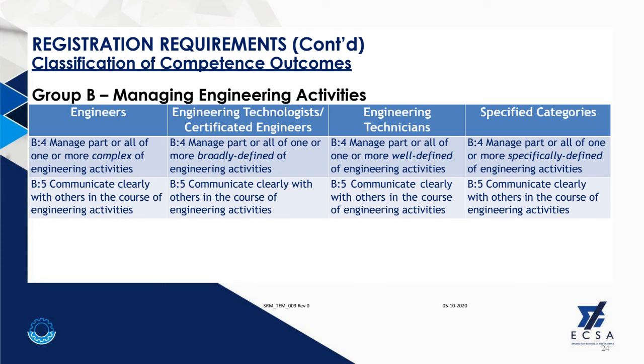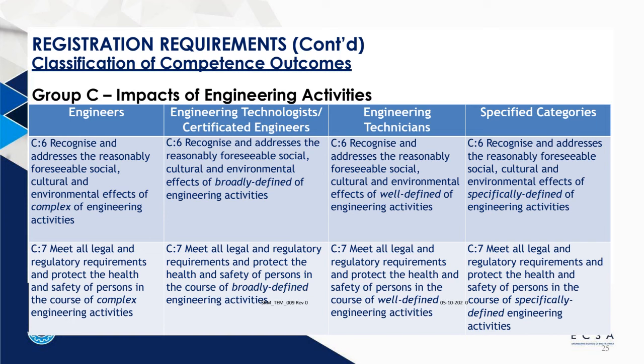We move further, then, to Group C. Group C is about the impact of the engineering activities that one does. You see it continues further: outcome 6 and outcome 7 are for Group C. Outcome 6 is to recognize and address the reasonably foreseeable. It's about how, if you haven't done that, you will recognize and address those effects that are foreseeable. First, the critical social, cultural, and environmental effects of the engineering activities that one will be doing. Very, very critical.